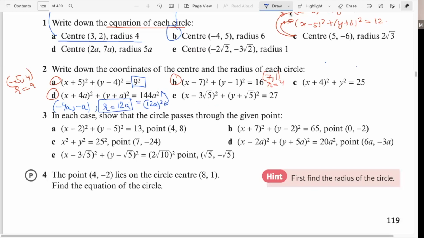Okay, E part. The x coordinate is 3 square root 5. The y coordinate is negative square root 5. And the radius is square root 27.